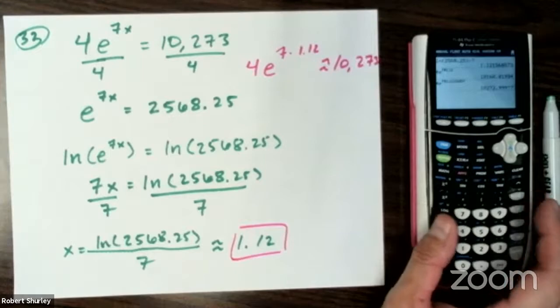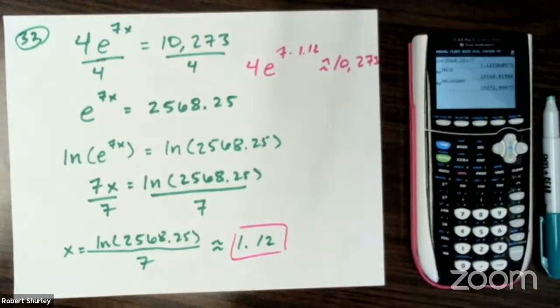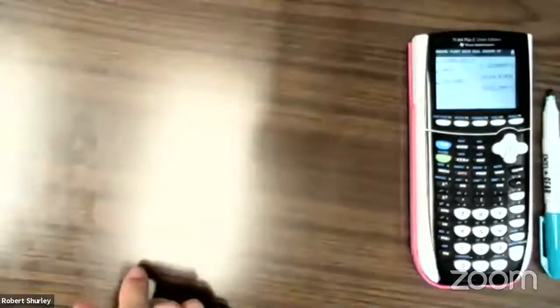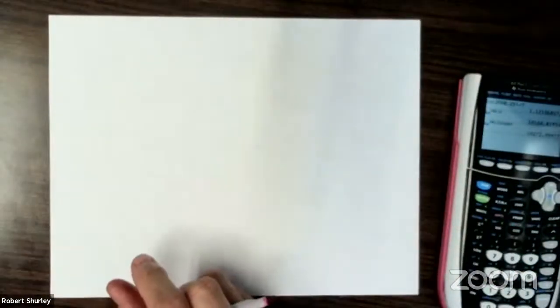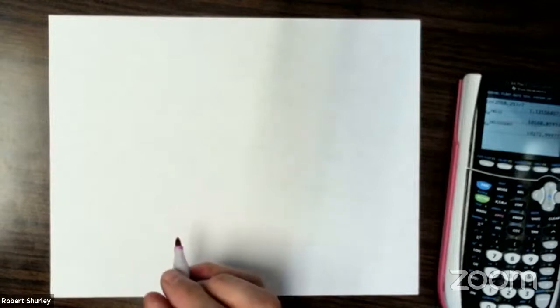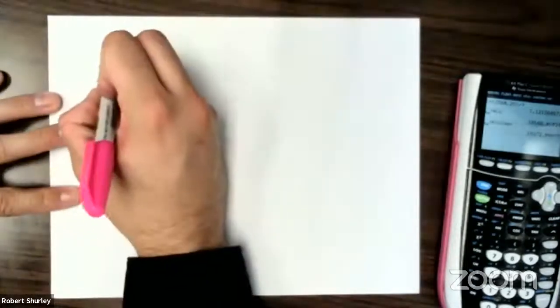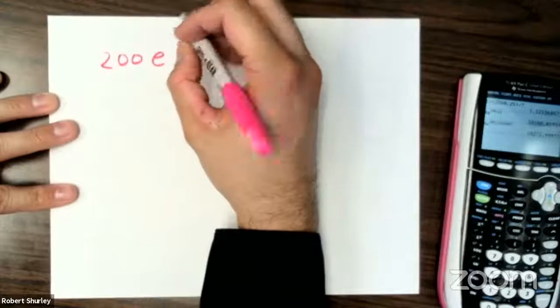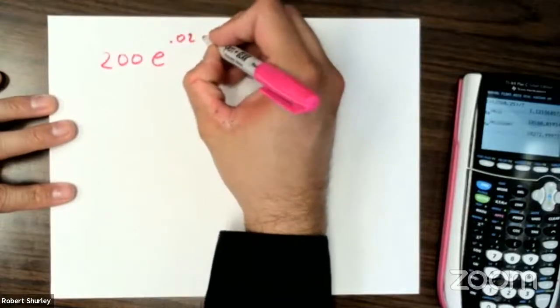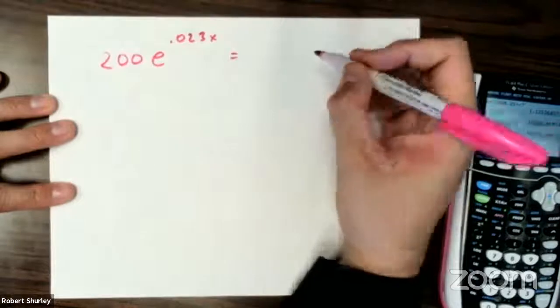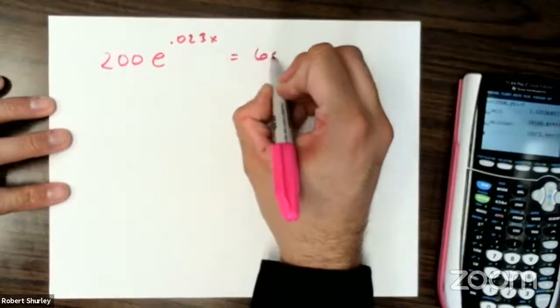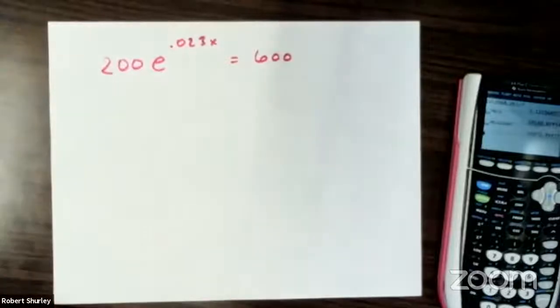Questions? I'm going to give you one of these to try because they're not that bad. Remember, the ln and the e cancel. That's why I want to give it to you. Let's say I've got 200 e^(0.023x) equals 600. So I want you to solve for x, try that one. I'll give you a little bit of time.